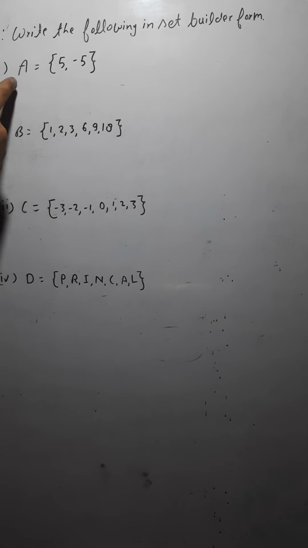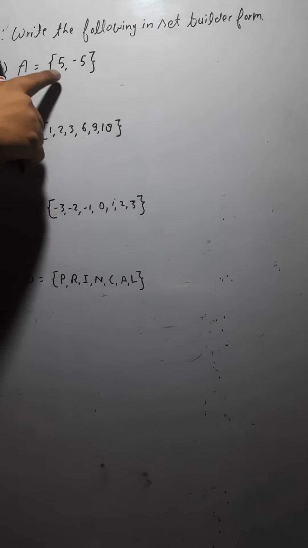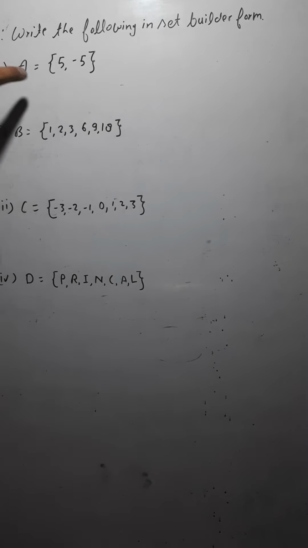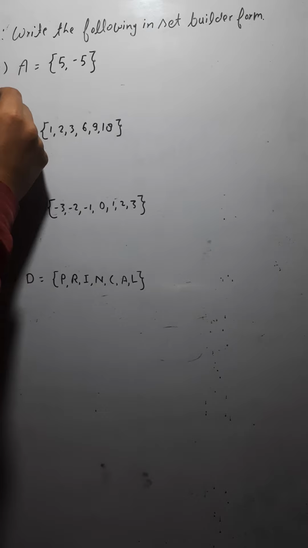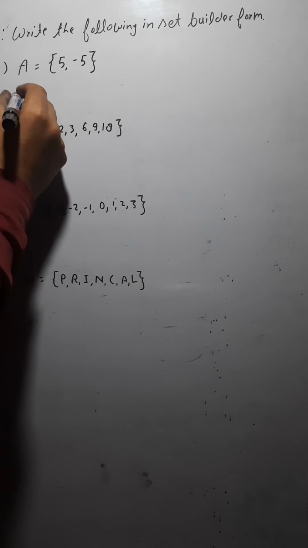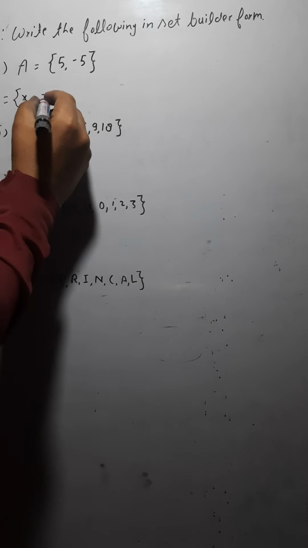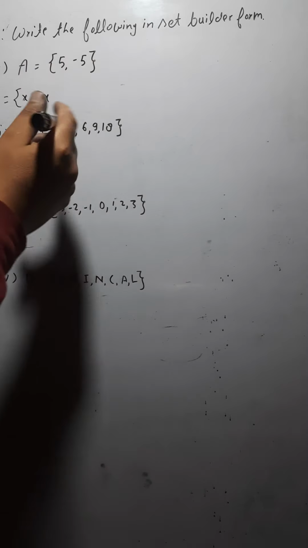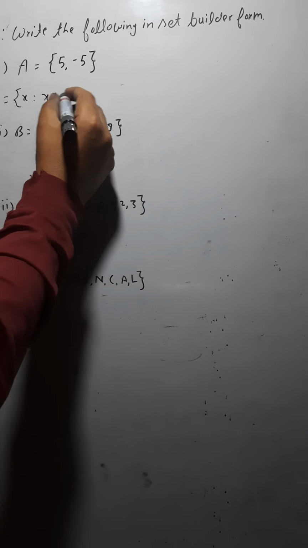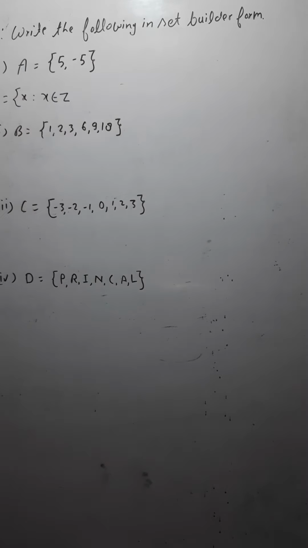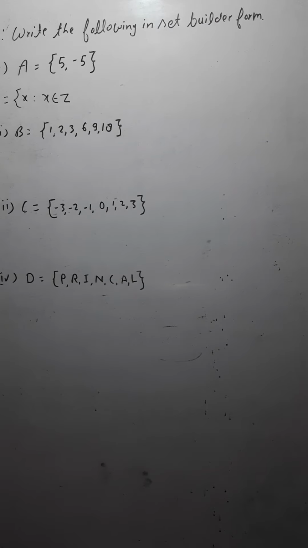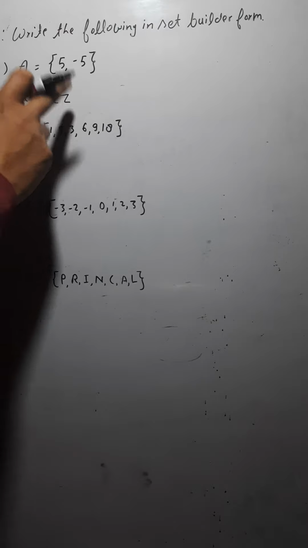Now if you see, we have the set A, and the set A contains only two elements here, that is 5 and -5. So how do you represent this in set builder form? I can write it like this: set A contains the element x such that x is an integer, that you might be knowing. So x belongs to the set of integers. You can write Z or I also, whatever. So we have the set A, and that contains the element x such that x belongs to Z.